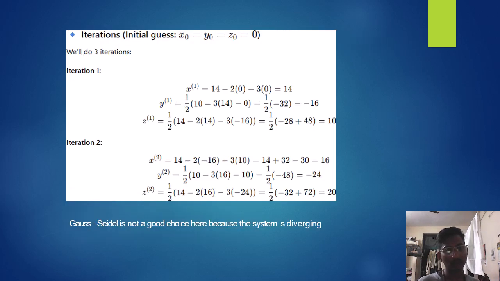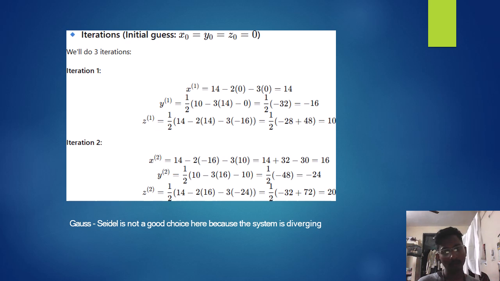Iteration. Initialize the Gauss-Seidel with x0 = y0 = z0 = 0. We will do three iterations. Iteration 1: x1 = 14 minus 0 into 2 minus 3 into 0, which is equal to 14. y1 is equal to 1 by 2 bracket of 10 minus 3 into 14.